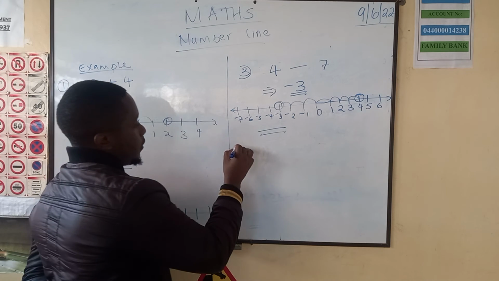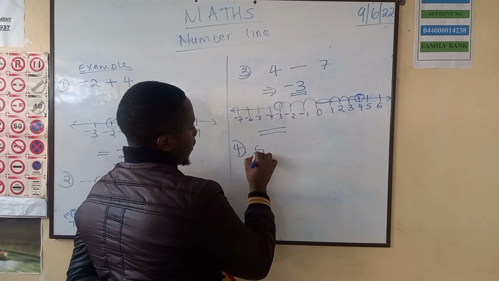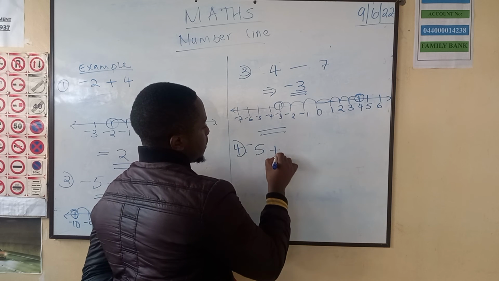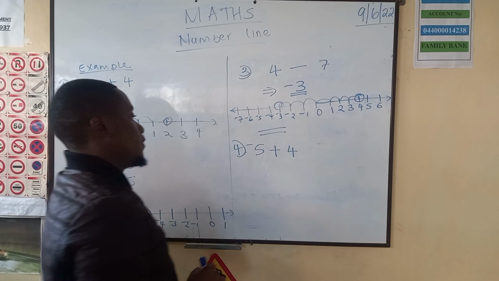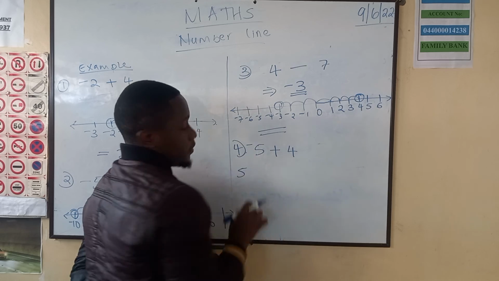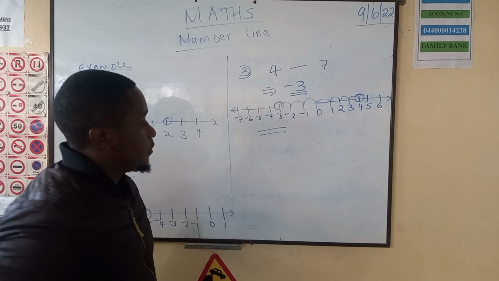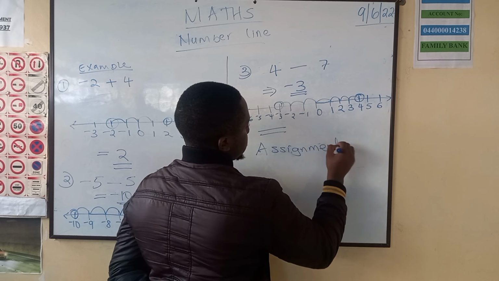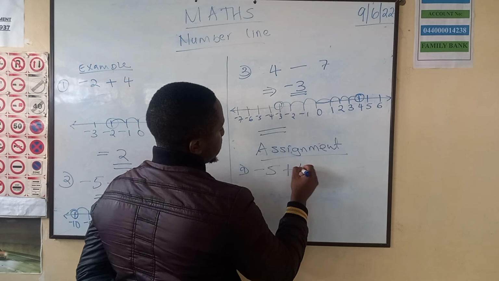Now let me give you an assignment. Negative 5 plus 4.